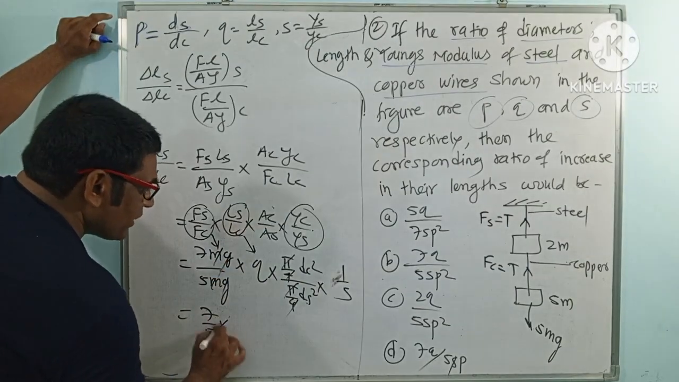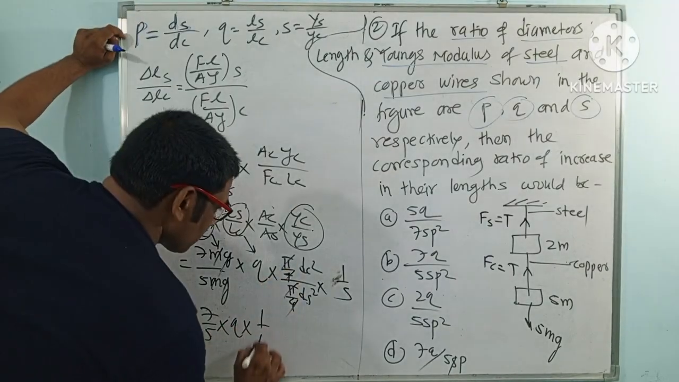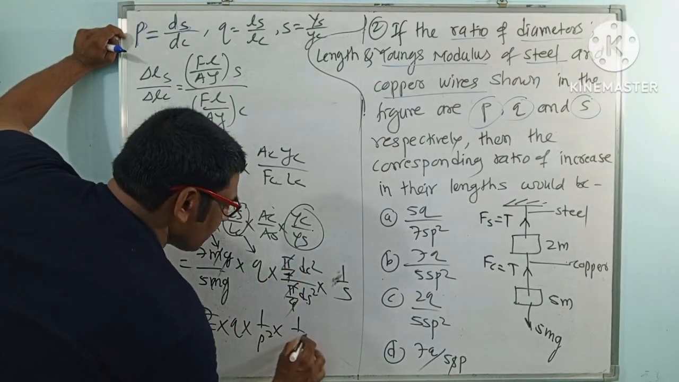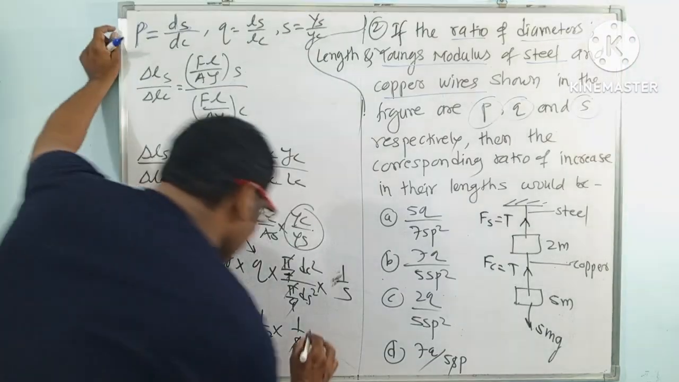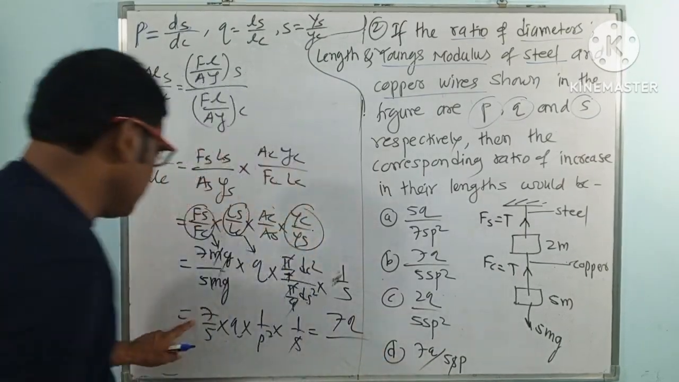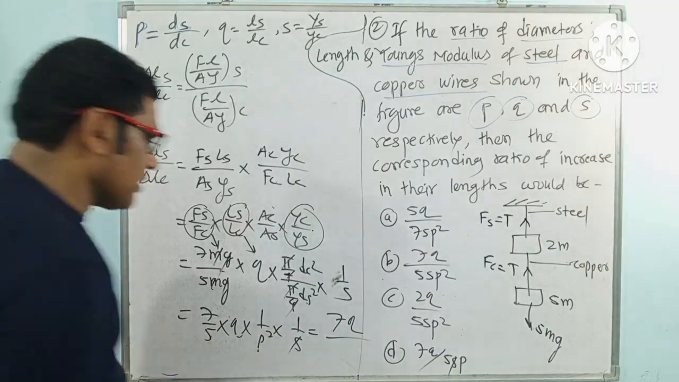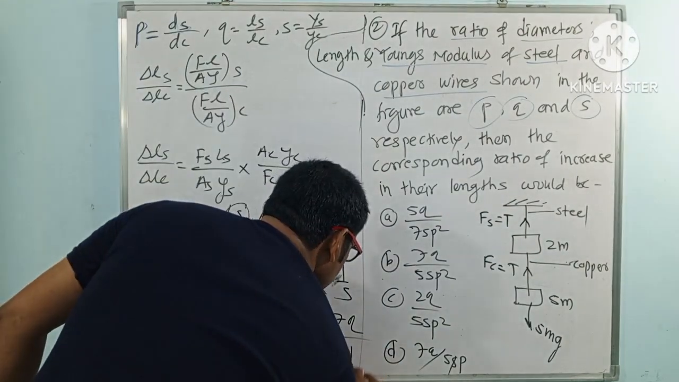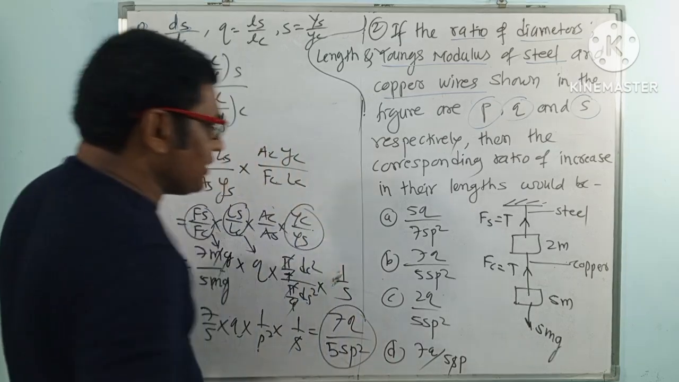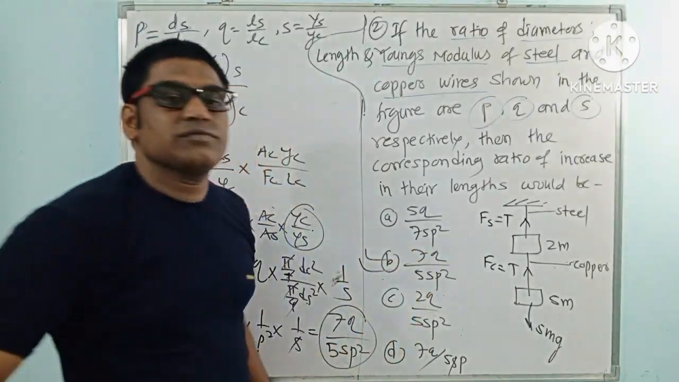7 by 5 into q into this is what? 1 by p square, 1 by p square into this 1 by s. So basically what you are getting there? 7q divided by 5 s p square. Check this option. Where is it? 7q by 5 s p square. So option B is the answer.